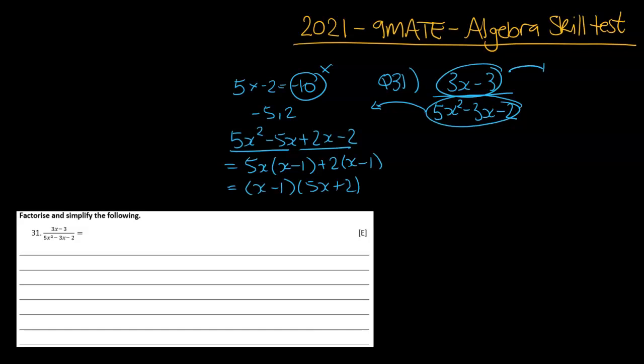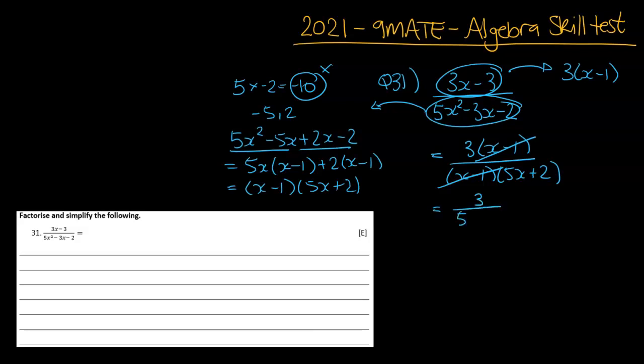We could also factorize the top. They've got a 3 in common. This will be a regular single bracket factorizing, which comes to 3, and then a bracket x minus 1. I'm now going to change how my question looks. I'm going to go 3 times x minus 1 over my double bracket, which is x minus 1, 5x plus 2. And I really like what I see because I can see a common bracket, which I'm going to cancel out, leaving my answer as 3 over 5x plus 2.